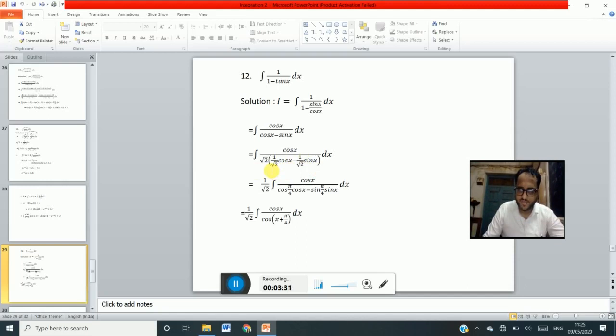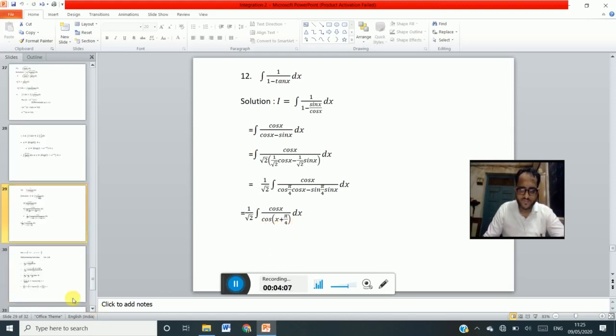So it is multiplied and divided by root 2. Then 1 by root 2 is constant, outside the integration, and the integration of cos x upon this. The value of cos pi by 4 is 1 by root 2. So replace this 1 by root 2 by cos pi by 4, and this 1 by root 2 by sin pi by 4. This is done according to our adjustment, right? Then this is the form of cos(a+b), that is cos a cos b minus sin a sin b. So we remerge this one, and cos(x + pi by 4) is obtained, right?